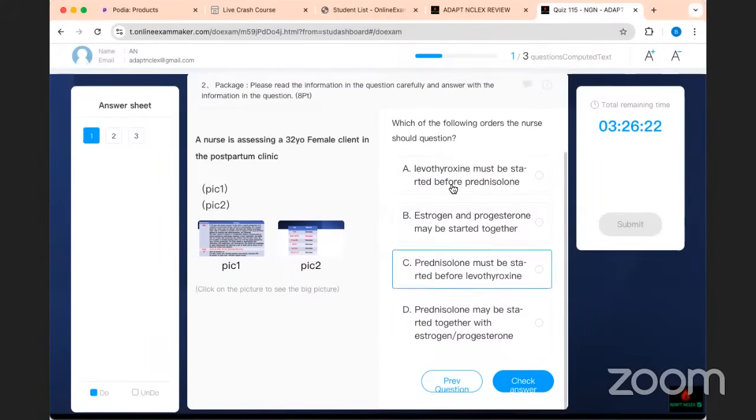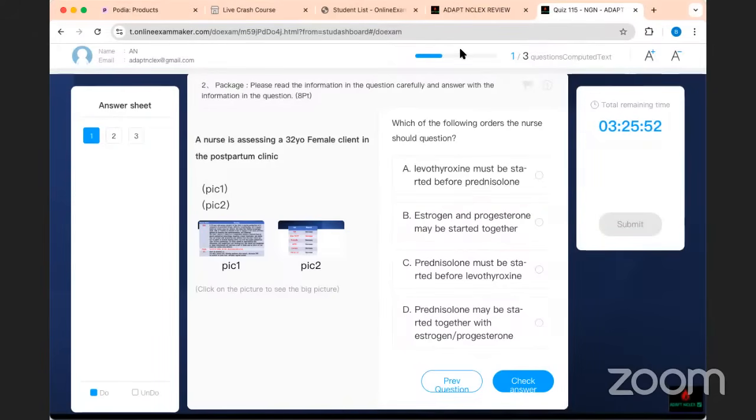And this is also, I need to show you, this is the content. Which of the following orders should the nurse question? Levothyroxine must be started before prednisone. Estrogen and progesterone may be started together. Steroid must be started with levothyroxine. Prednisone may be started together with estrogen or progesterone. Which of those should you question?